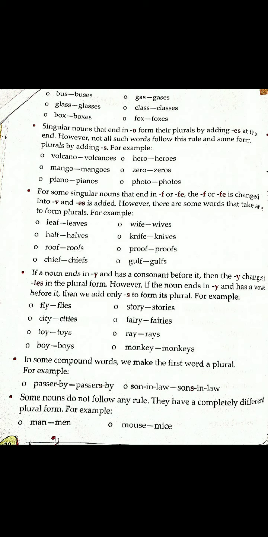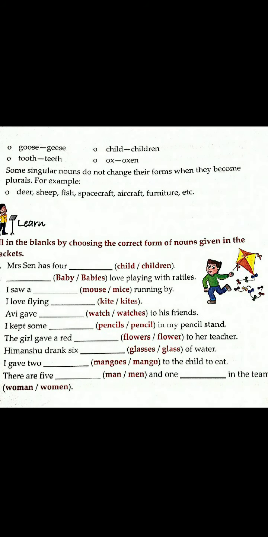Okay. Some nouns do not follow any rules. They have a completely different plural form. Now, some words cannot follow any rules. Their spellings are totally changed. See, man, man is singular. Men, men is plural. Mouse, mice. Goose, geese. Tooth, teeth. Child, children.